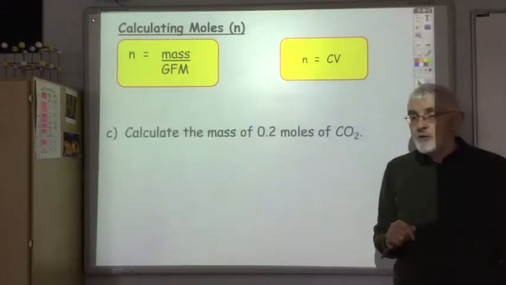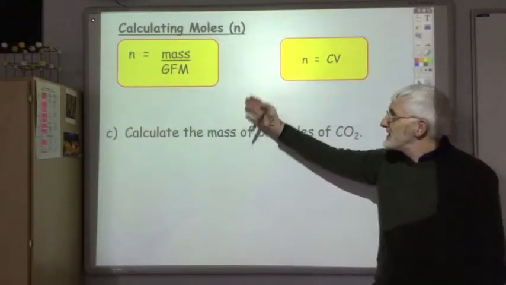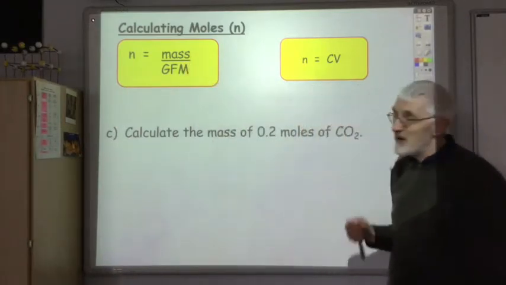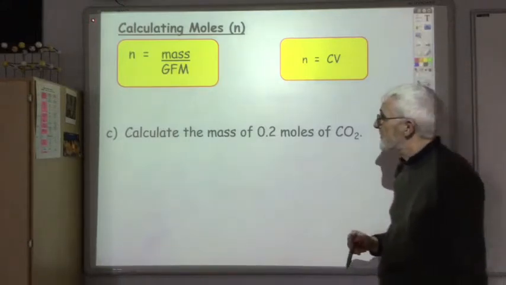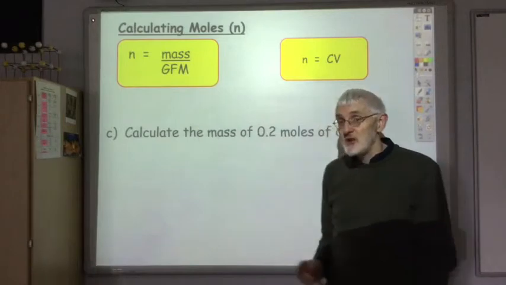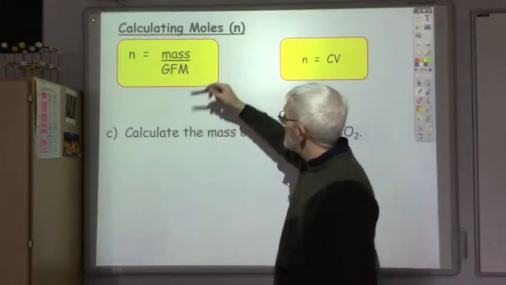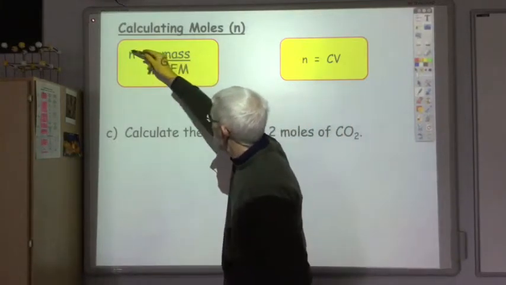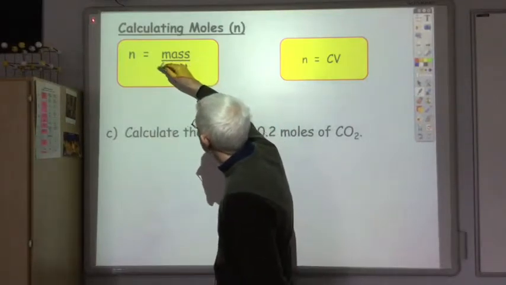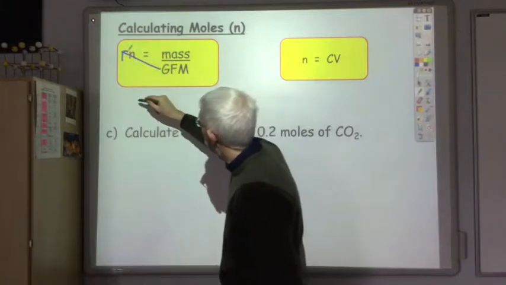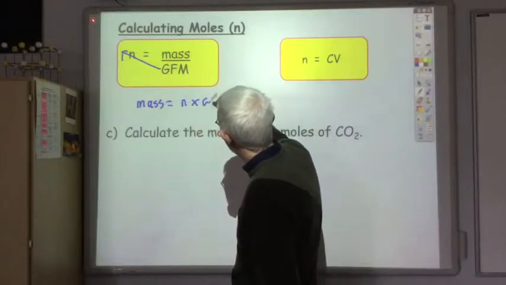Calculate the mass of 0.2 moles of carbon dioxide, CO2. So it's about mass. So again, we're looking at using this equation. But this time we have to rearrange the equation because it's asking us for the mass, not the number of moles. So you have to be able to rearrange this equation to solve it if you're given the number of moles and asked to determine the mass. So you need to take the GFM over to the other side. Because it's dividing by GFM, when you move it across, you move it up. So the rearranged equation becomes mass equals number of moles times GFM.